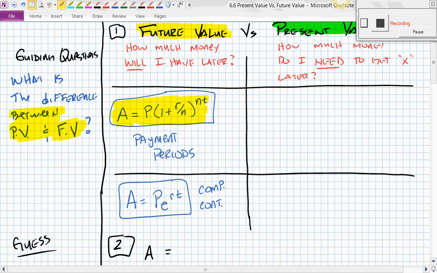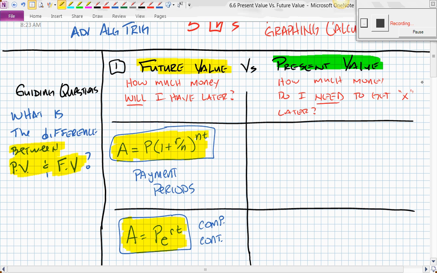Okay? So all these are future value equations, right? How much money will I have later given that I have this much money now and I leave it in the bank for so long at a certain rate, compounded a certain way, right? That's all review from yesterday. Is that making sense to you so far? Yeah. Okay, great.